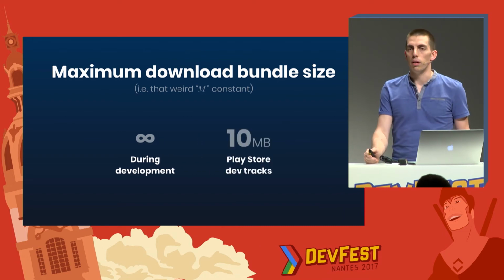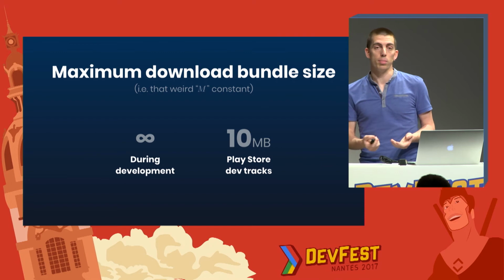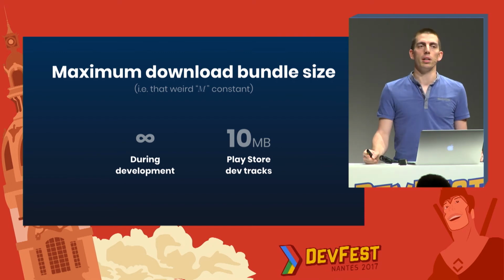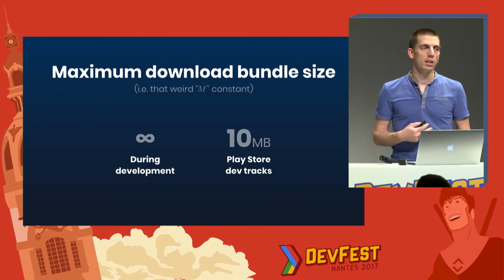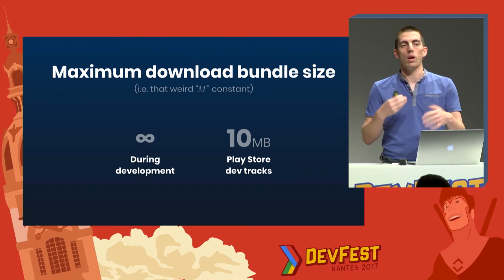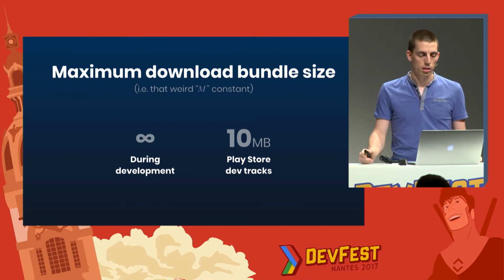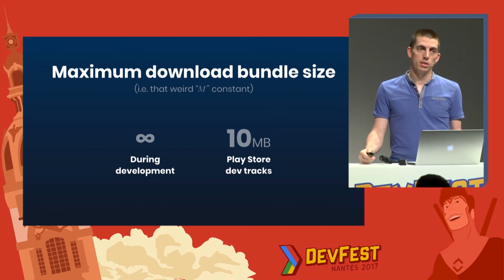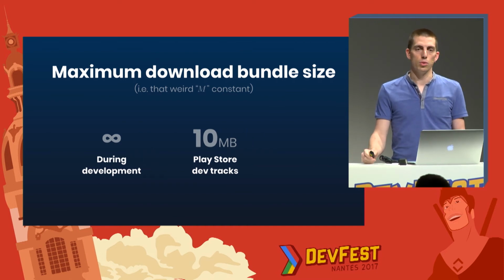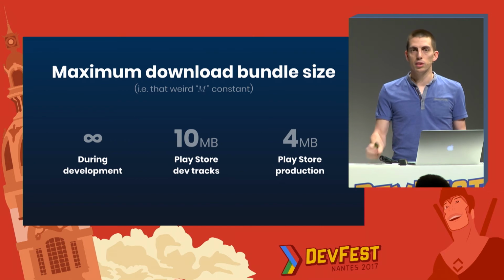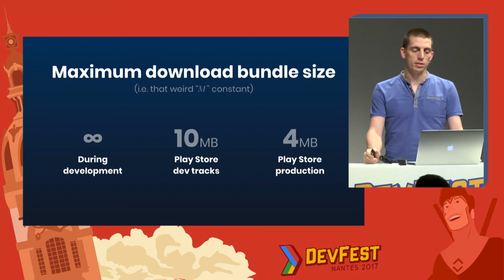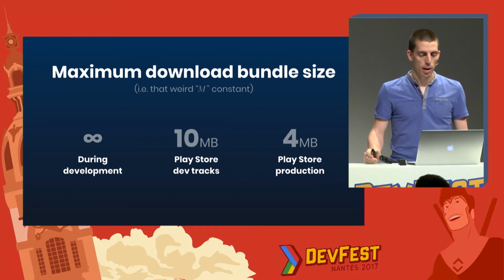When you're using a development track on the Play Store, then the limitation is brought to 10 megabytes. So this is useful for alpha testing, or if you want to test in real situations, so really using the Play Store. And finally, if you're in production, this limitation is brought to 4 megabytes. So this is the maximum size of the bundle size that you can have when using an instant application.